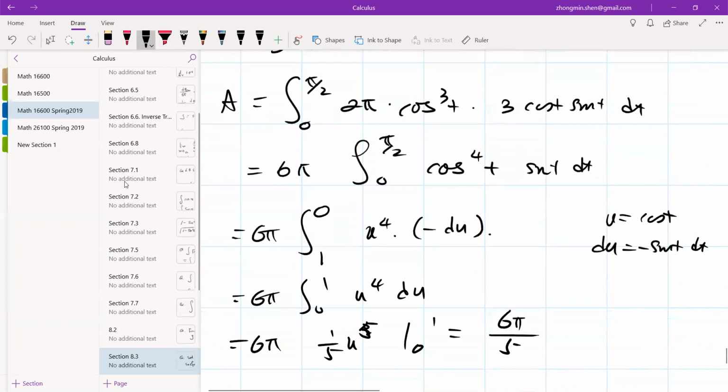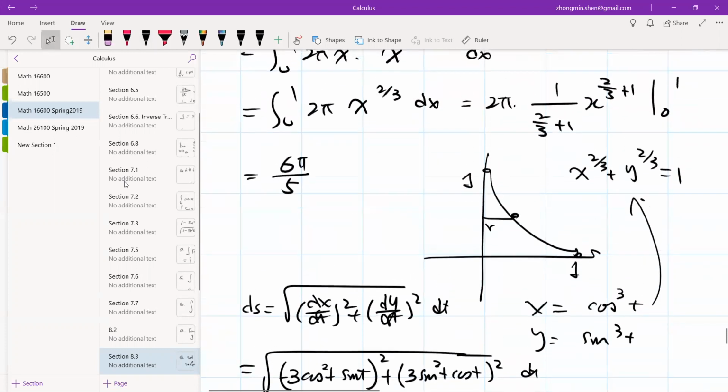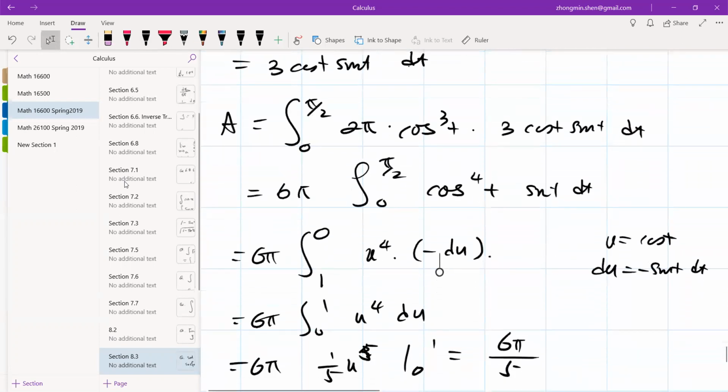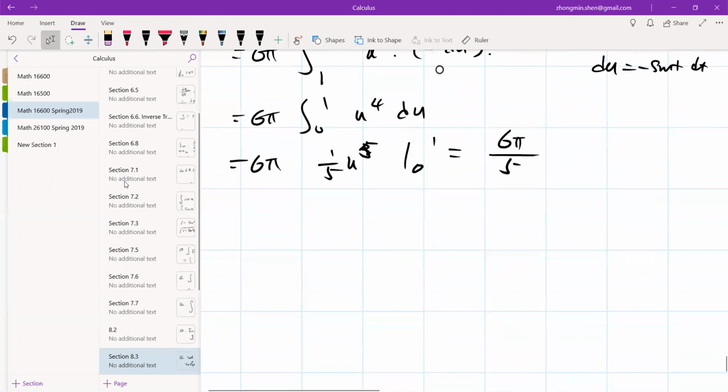You got the right answer now. 6 pi over 5. I forgot already. 6 pi over 5. Okay. So no matter which way you do, as long as the computation is correct and you get to the same answer, that's magical. Mathematics is different from biology. Okay?